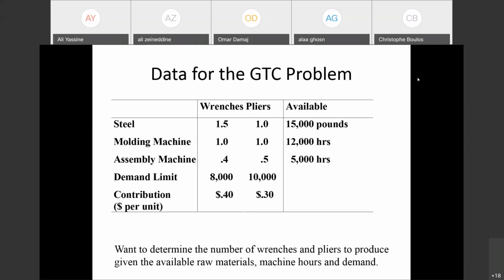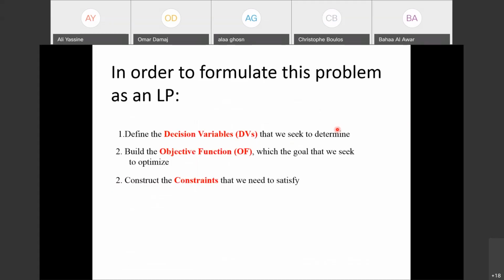I decide on how much to produce. I could produce 5, 10, 500, or none. Do I decide on the steel amount available? No, we can't. Exactly. So that's not a random variable. So the decision variables in this problem are how many wrenches to produce and how many pliers to produce daily or weekly or monthly, whatever period we're studying.